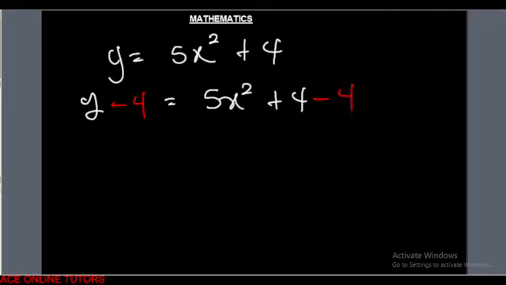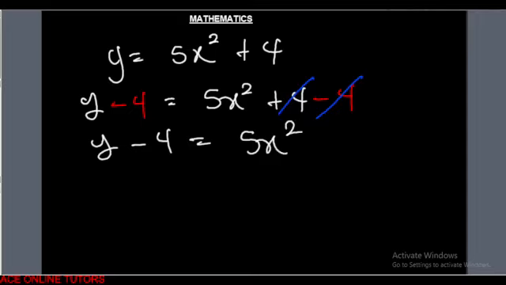This is what we said. You subtract 4 from both sides. Now by the time you subtract, this plus 4 will cancel this minus 4. What are you going to have left? You're going to have y minus 4 equals 5x squared. Now look at this. This now resembles the previous example that we did. So which one do we remove first? Are we going to remove the coefficient first or the power? We first of all remove the coefficient.